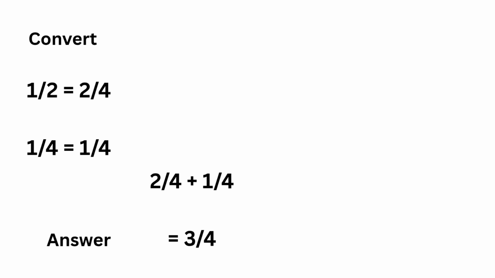Then 2 over 4 plus 1 over 4. Since the denominators are the same now, you just add the numerators, which is 2 plus 1 over 4. So you get your answer, 3 over 4.